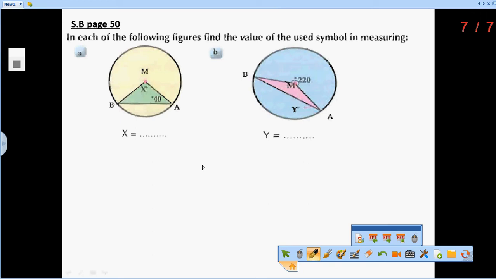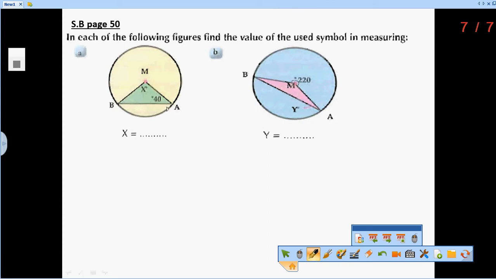Now we'll take some exercises, and we must keep in mind that all radii are equal in a circle. If I have a problem and I can't find the solution, remember this, that all radii are equal in the circle. Here I have 2 circles like this. In each of the following figures, find the value of the unknown measure.